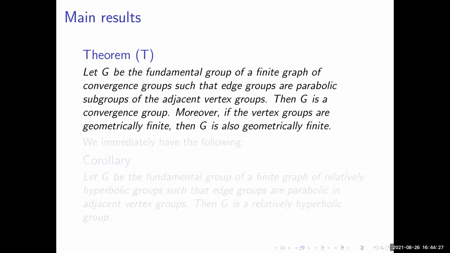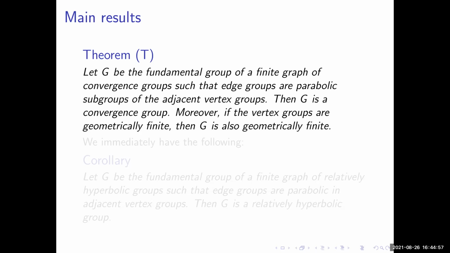All right, so now these are the main results that we are able to prove. The first theorem: let G be the fundamental group of a finite graph of convergence groups, such that the edge groups are parabolic subgroups of the adjacent vertex groups. Then G is a convergence group, and one can also prove that whenever G is a convergence group, the vertex groups will be dynamically quasi-convex. And moreover, if the vertex groups are geometrically finite, then G will also be geometrically finite.